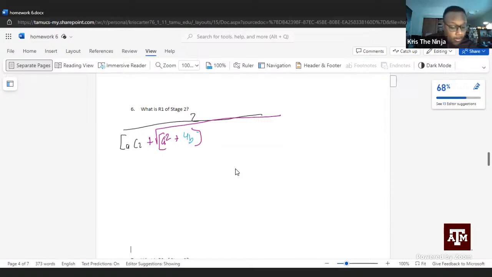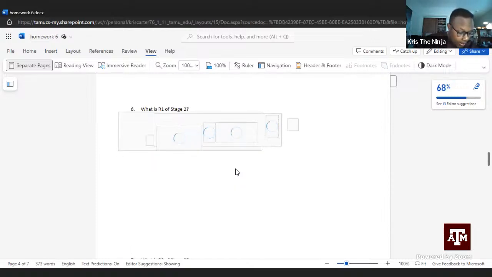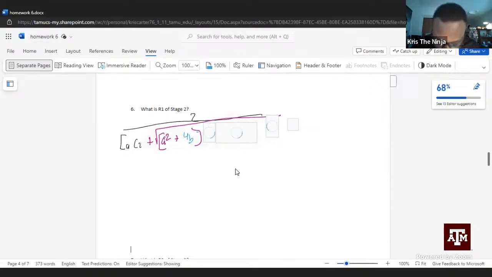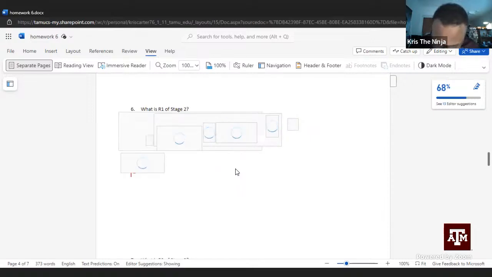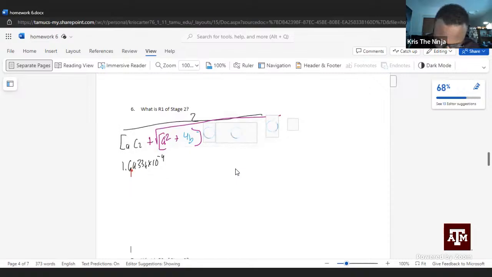So once again, I don't want to do this at all anymore. I'm tired of this. Alpha A, alpha C, you get 1.69336 times 10 to the minus 9. A squared is 0.71687.